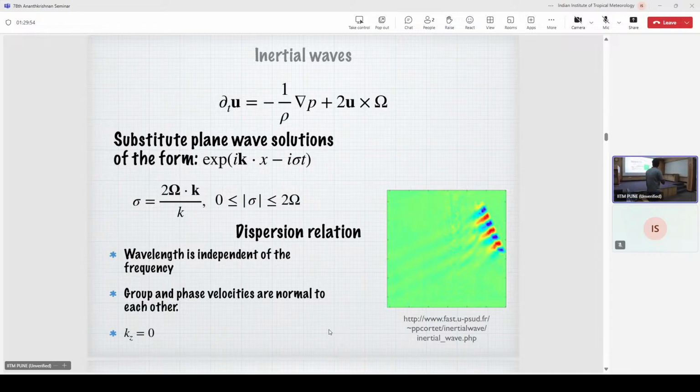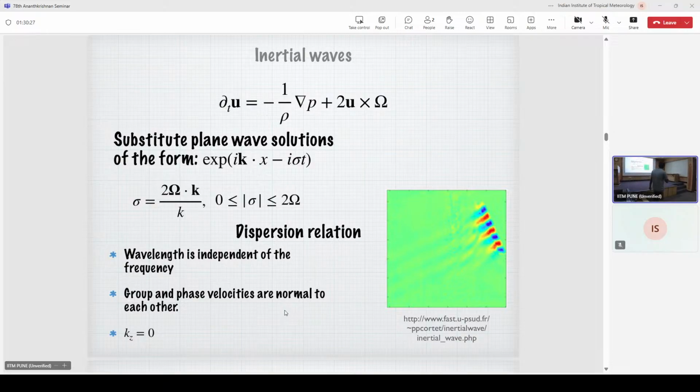So here what you can see is that for inertial waves, the frequency is independent of the magnitude of the wave number. It's only dependent on the angle between the rotation axis and the wave vector, for example. So the wavelength is independent of the frequency. So what sets the wavelength is usually the domain size. So the boundary conditions set the kind of waves that you see. And what is also interesting is that if you do the analysis, you can show that the group velocity and the phase velocity are normal to each other, right?